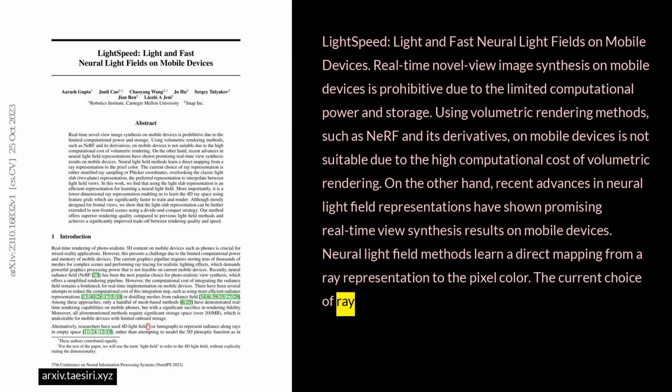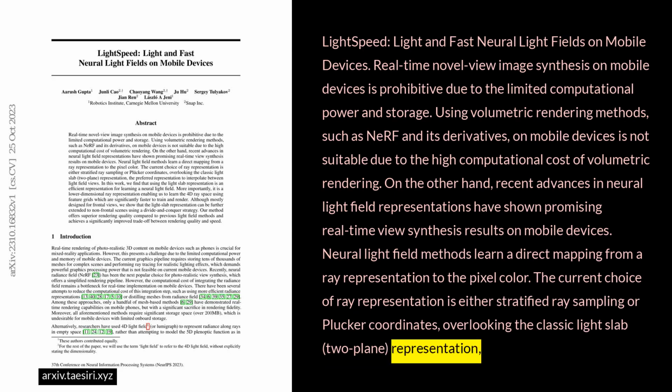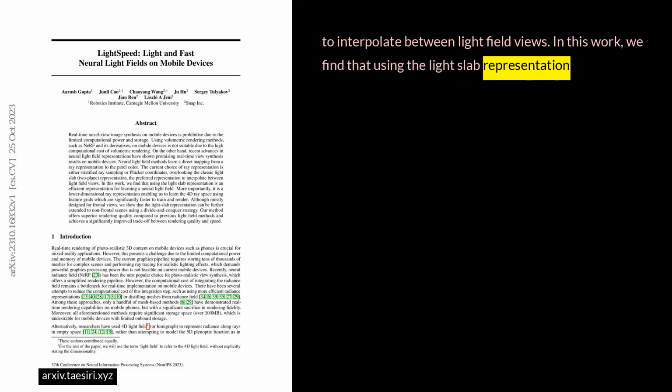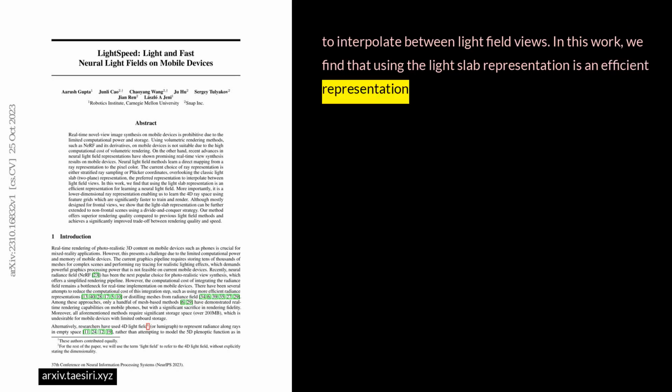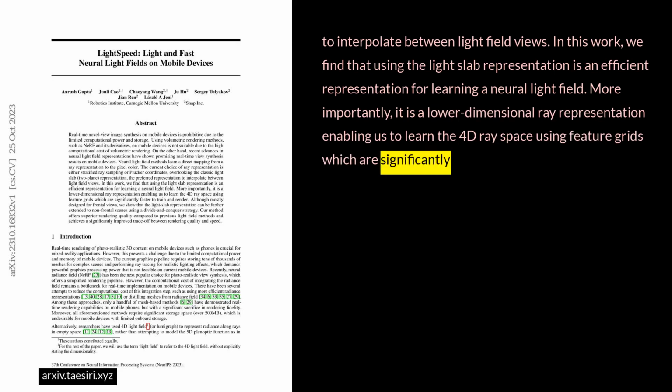The current choice of ray representation is either stratified ray sampling or Plücker coordinates, overlooking the classic light slab two-plane representation, the preferred representation to interpolate between light field views. In this work, we find that using the light slab representation is an efficient representation for learning a neural light field. More importantly, it is a lower-dimensional ray representation, enabling us to learn the 4D ray space using feature grids, which are significantly faster to train and render.